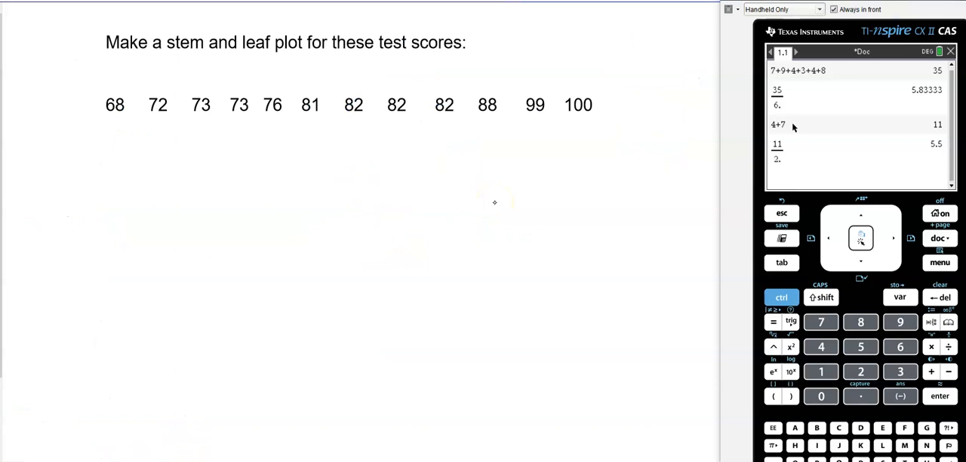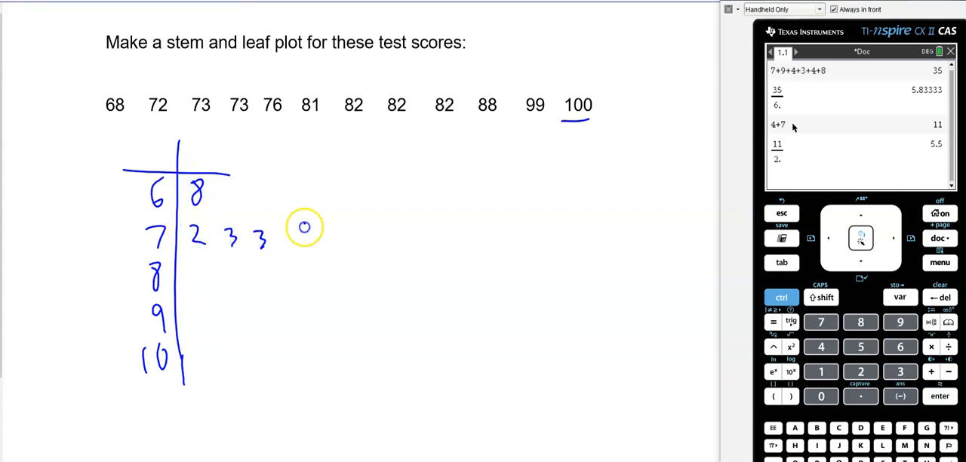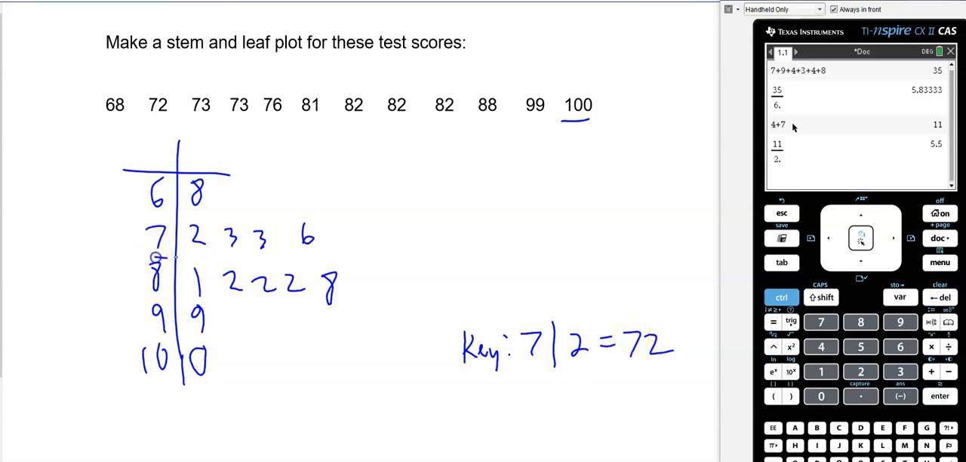Go ahead and make a stem and leaf from this. It's already in order, that's really nice. It looks like I need stems 6, 7, 8, 9. And this one actually is going to have a double-digit stem. The leaf can never be double digits. So this is going to be 8, 2, 3, 3, 6, 1, 2, 2, 2, 8, 9, and 0. That's not full credit because you don't have a key. So you have to have a key. The key might be something like 7 bar 2 means the number 72. Got it.